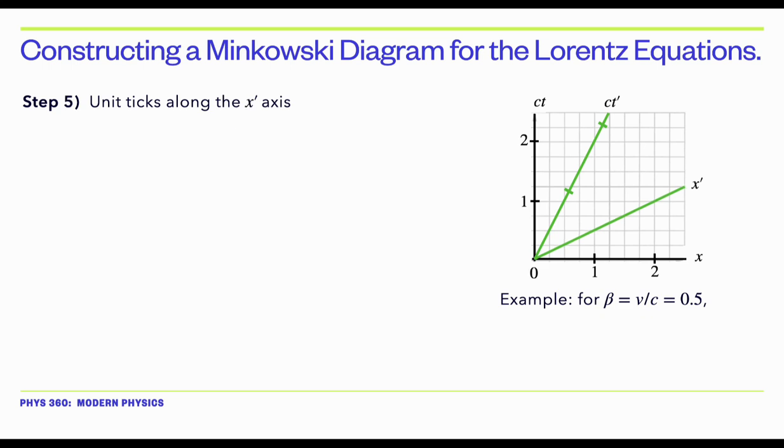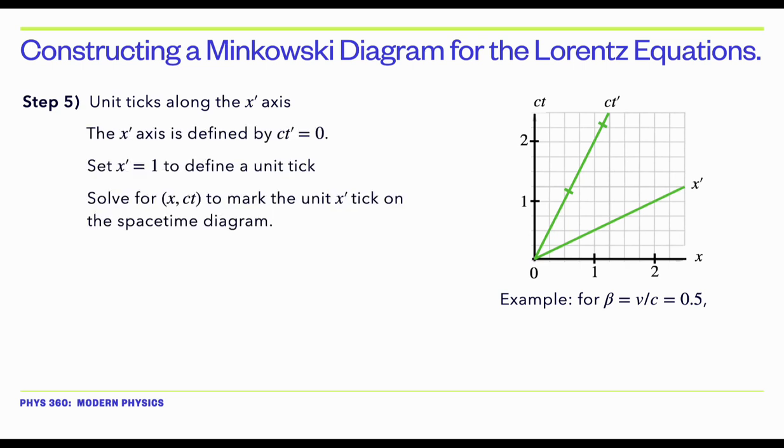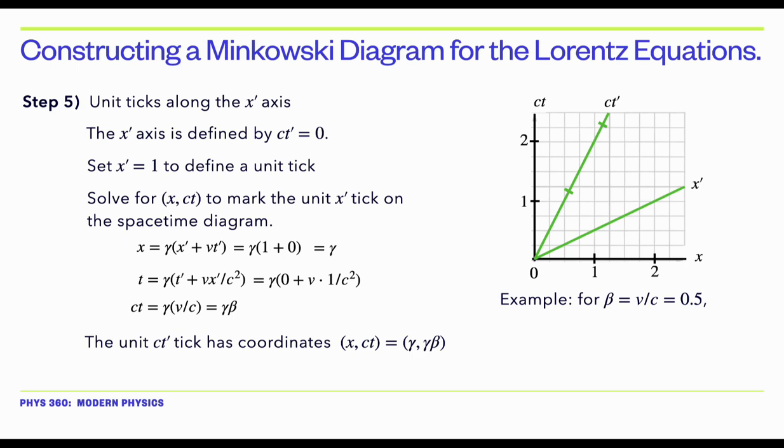Step 5, exact same thing with the x prime axis. Follow the steps, plug in x prime of 1, use the Lorentz transformations, and at the end of the day, you can show that the coordinates of the unit tick mark along the x prime axis are gamma comma gamma beta. So they're just reversed. Now the x coordinate is 1.15 and the ct coordinate is 0.57. So there's the tick mark for the unit value along the x prime axis.